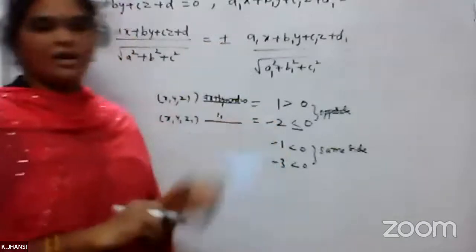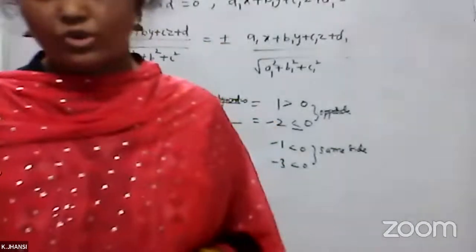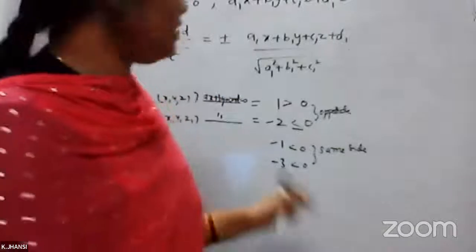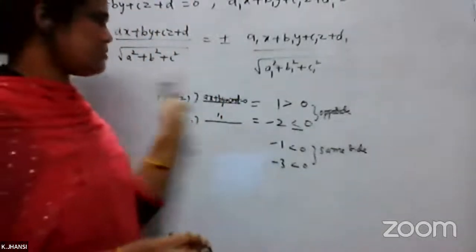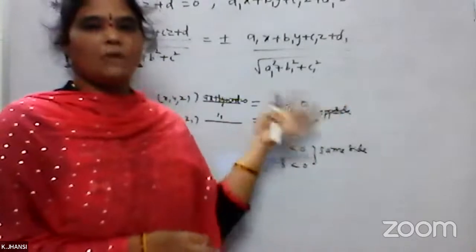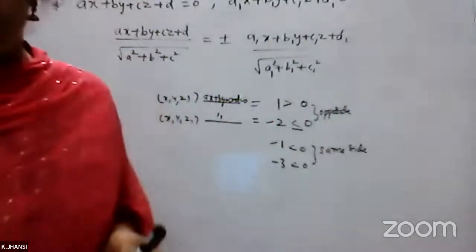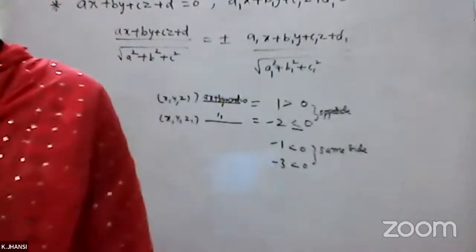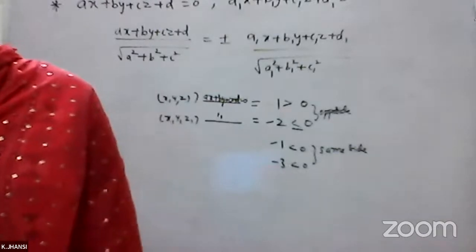Even in multiple choice, if they are not asking the 5 marks question directly, by substituting the points you can find whether the two points are lying on the opposite side or on the same side of the plane. Okay, this is the second concept we have in this unit.